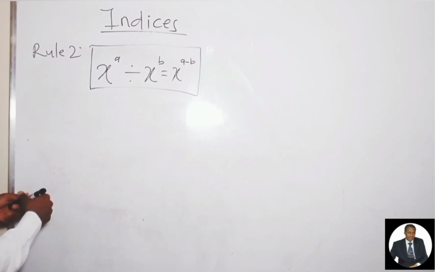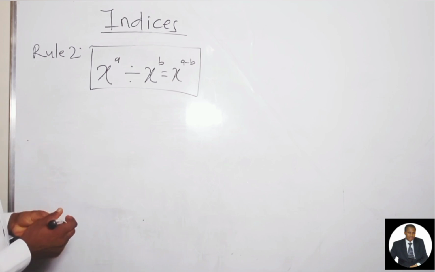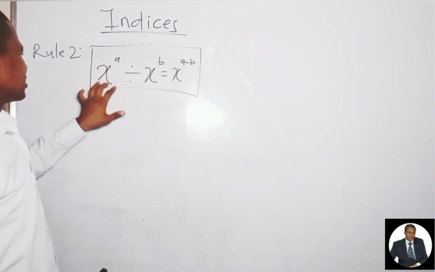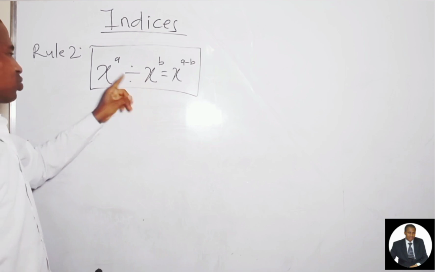In our next class, we'll be considering rule number 2, in which we have the same base, but we are to divide, not multiply this time.